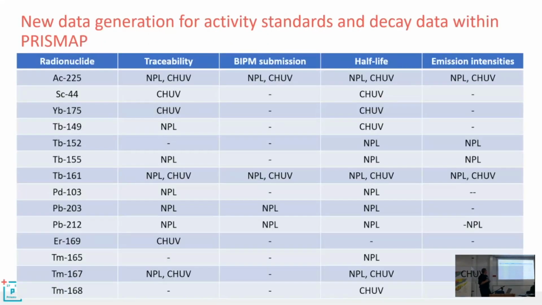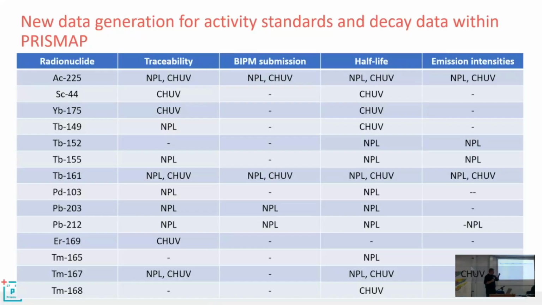So this is a little bit of a summary. Over the period of PRISMAP, MPL and CHUV IRA have been busy standardizing many of these novel radionuclides that have been supplied through PRISMAP, and looking at the decay data at the same time. Between the two labs, we've managed to investigate 14 radionuclides, generating traceability chains for 11 of them, and making submissions to the International Reference System based at BIPM in Paris, measuring half-life measurements and emission intensities.